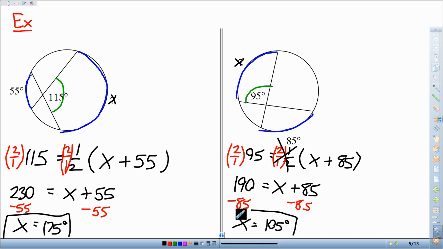Okay, and I'm going kind of quick, so please pause the video if you need to and catch up with the equation stuff. Okay, my quick glance is, does this look like 105 degrees? Like, yeah, this looked like a bigger arc than this one, this being 85. Like, yeah, that's reasonable. That looks good.